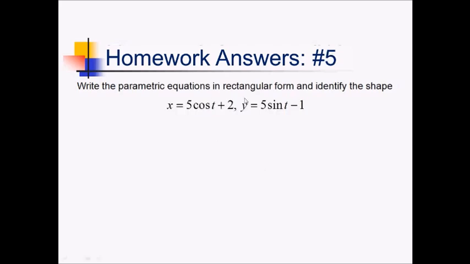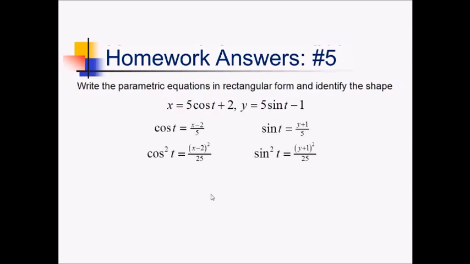For number 10, to write these parametrics in rectangular form, since we have trig functions, let's isolate the trig functions and square them. So on the left side, we have x minus 2 over 5 equals cosine t. So cosine squared equals x minus 2 squared over 25. Over here, we have y plus 1 over 5 equals sine of t. So sine squared then equals y plus 1 squared over 25.